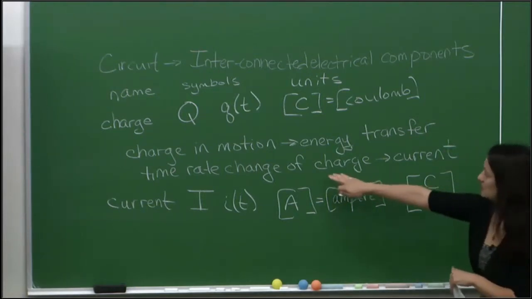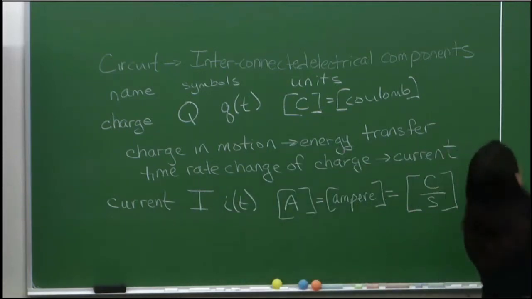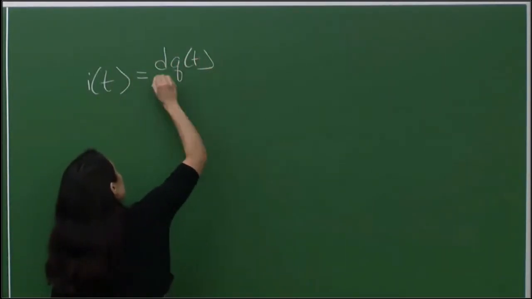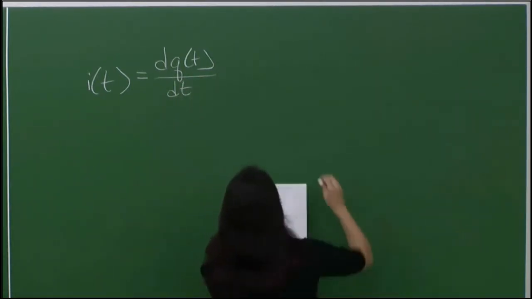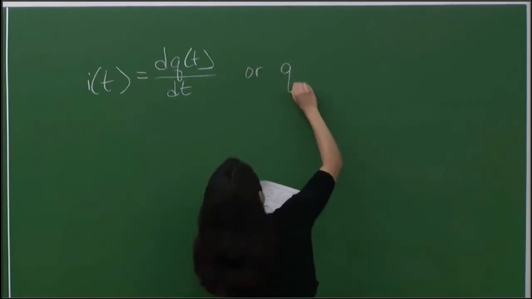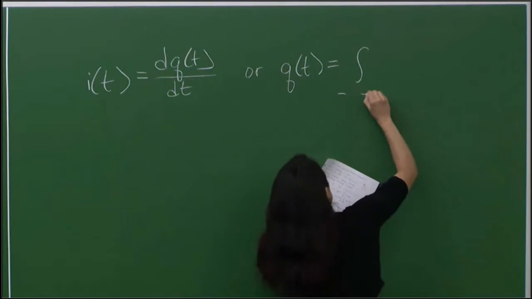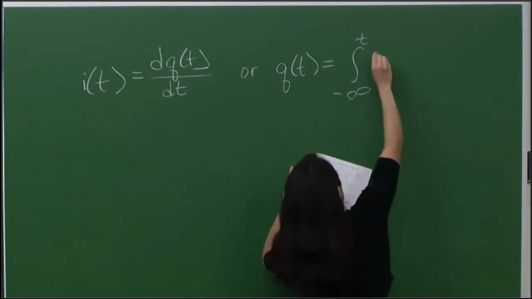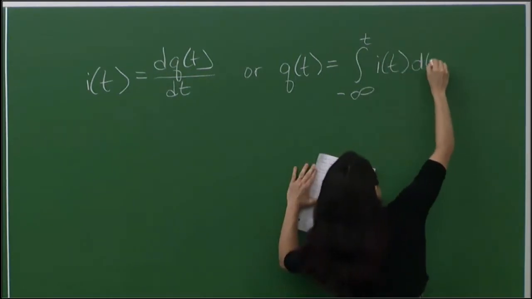To say this in the mathematical expression form, we'll do it up here. So current as a function of time is the time rate change of charge, so the derivative with respect to time of charge. Or if you look at it the other way, what is charge? We go all the way back in time, all the way back to negative infinity, to whatever time we're living at right now, of the integral of our current.